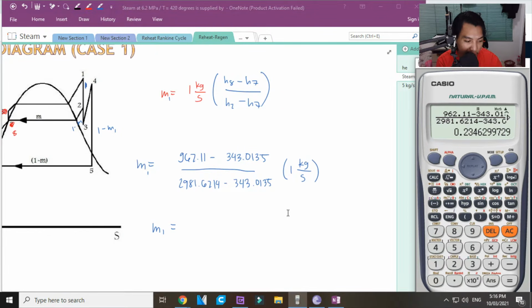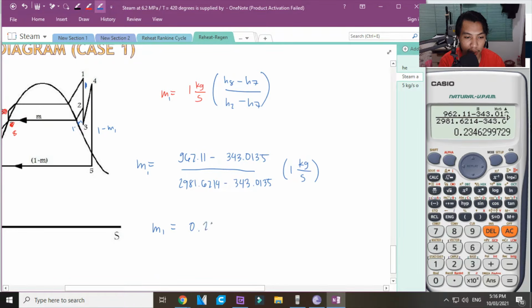Ayan. 0.2346. Ano to? Kilogram per second of mass blend steam. That is M1. Solve natin.